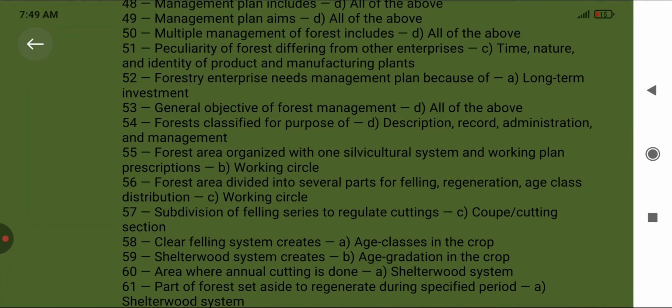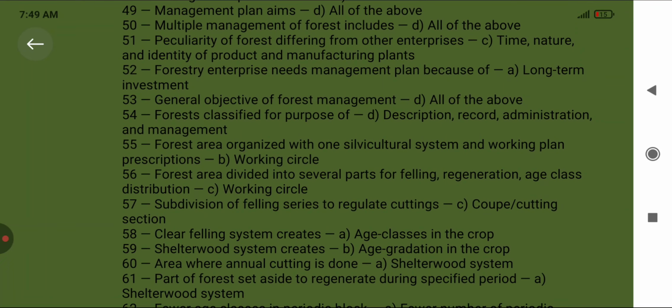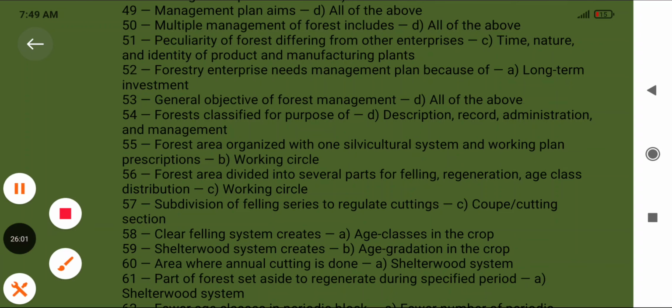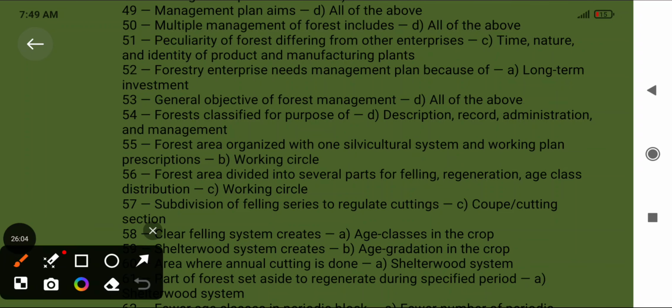The peculiarity of forest differs from other enterprises in time, nature, and identity of product and manufacturing plant. Forestry enterprise needs a management plan because of long-term investment. General objectives of forest management: forest is classified for purpose of description, record, administration, and management. Forest area is organized with one silviculture system and working plan.